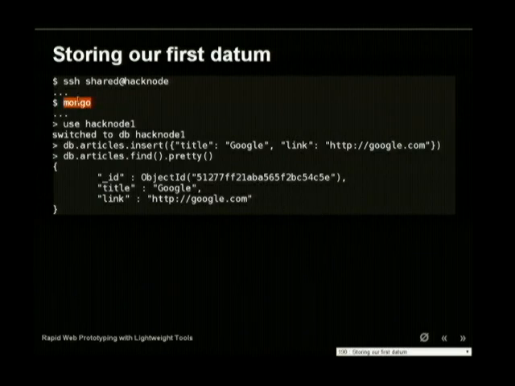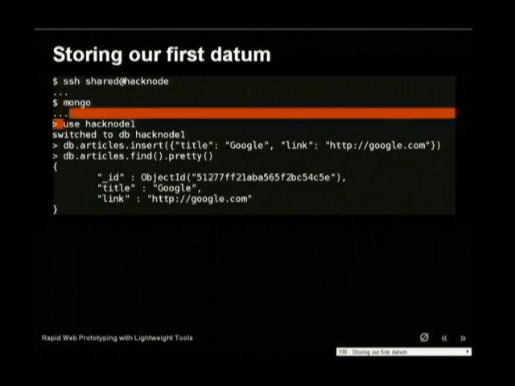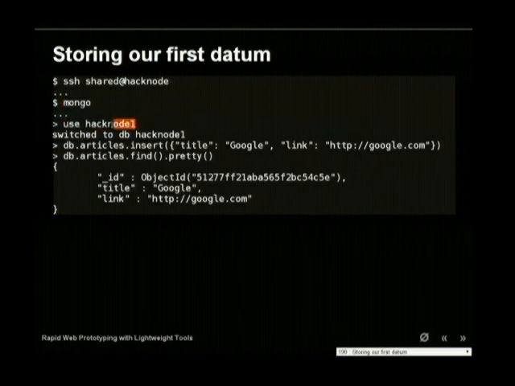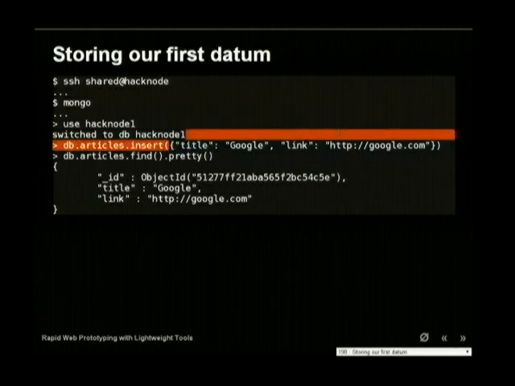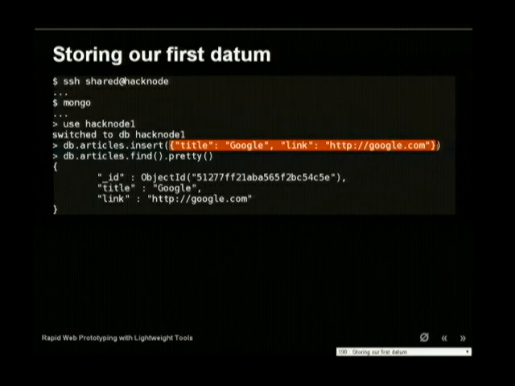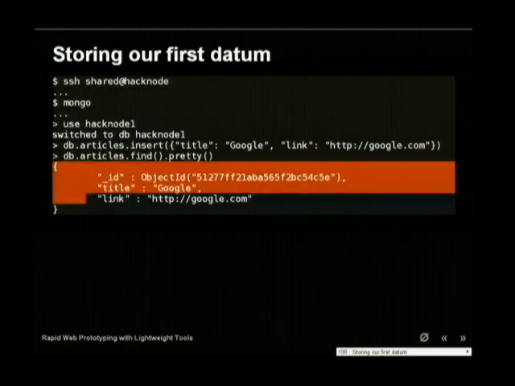You open up the shell. You basically say, I want to use this database. And then the database gets set as this variable db. It's just a JavaScript variable there. And when you say db.articles.insert followed by a JSON dictionary, you're actually going to get that document in your MongoDB. And when you say db.articles.find, and then pretty, which is just a pretty printer they have built in, it's going to output that document right here.